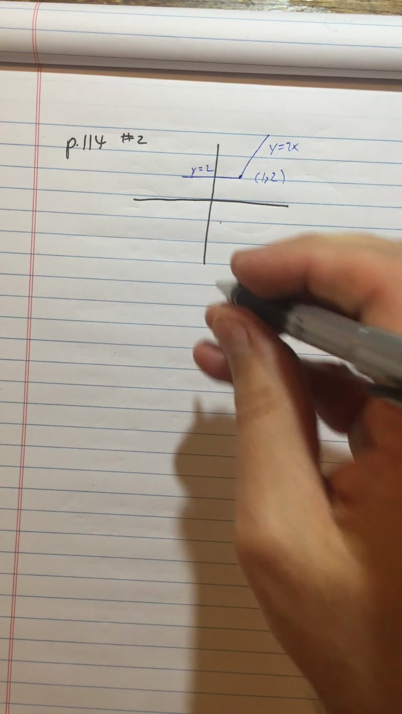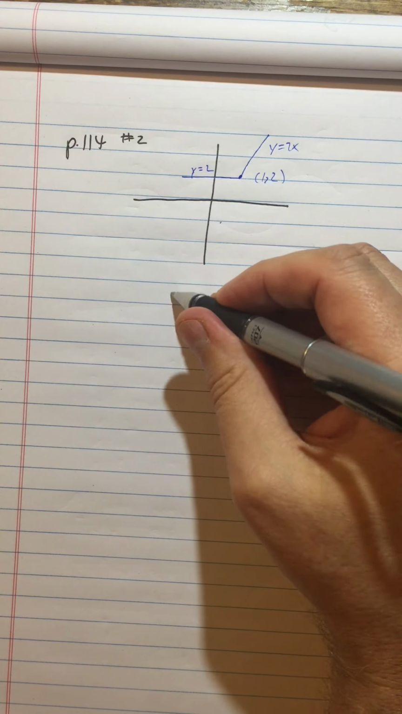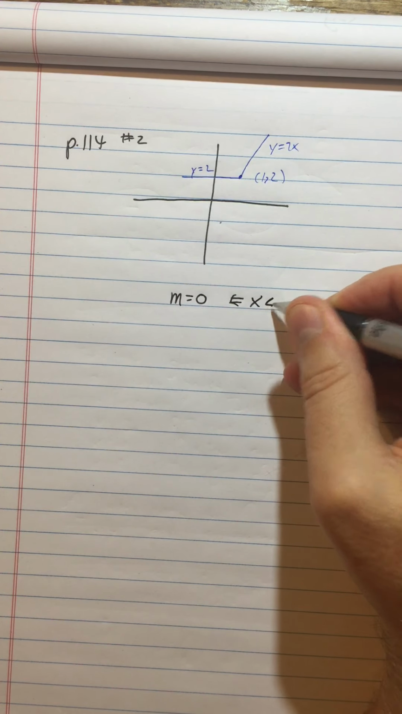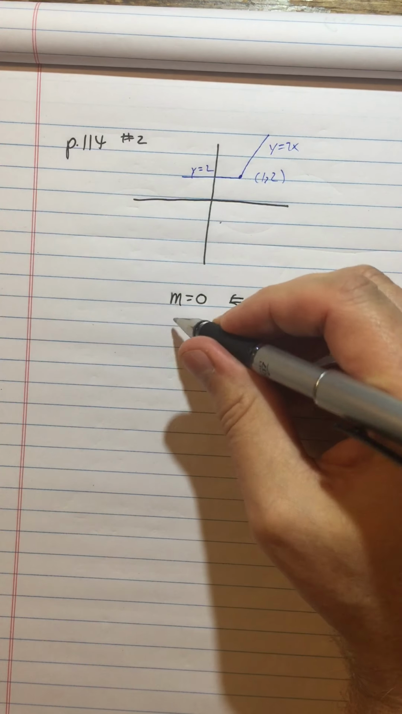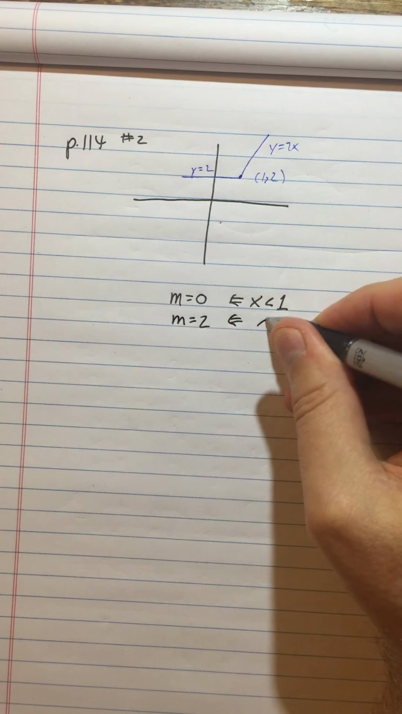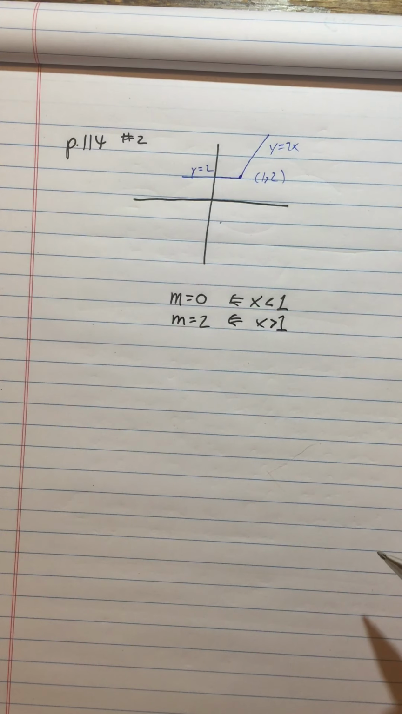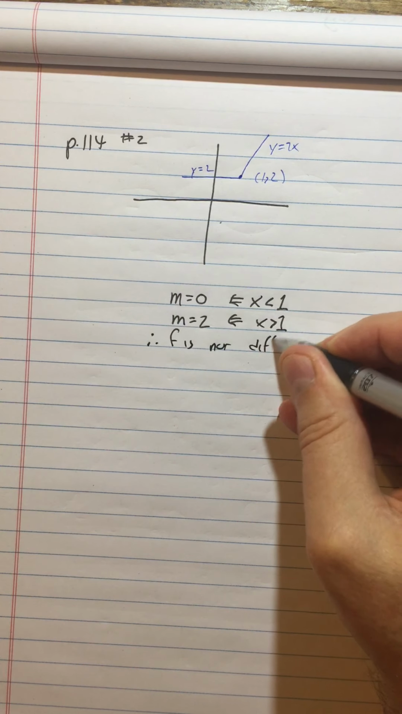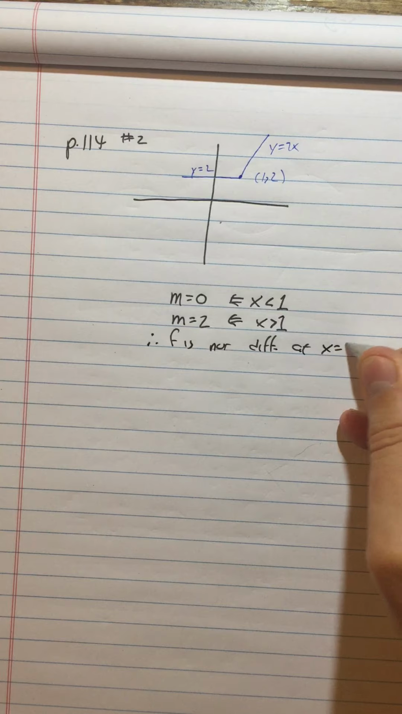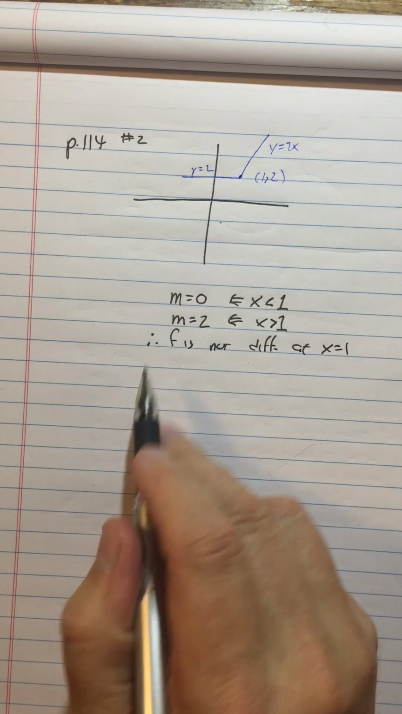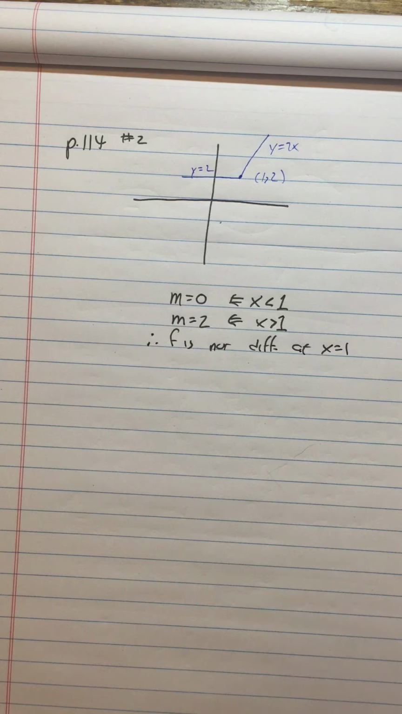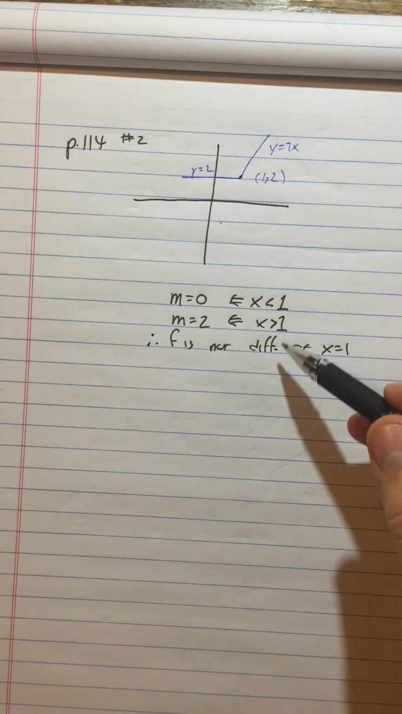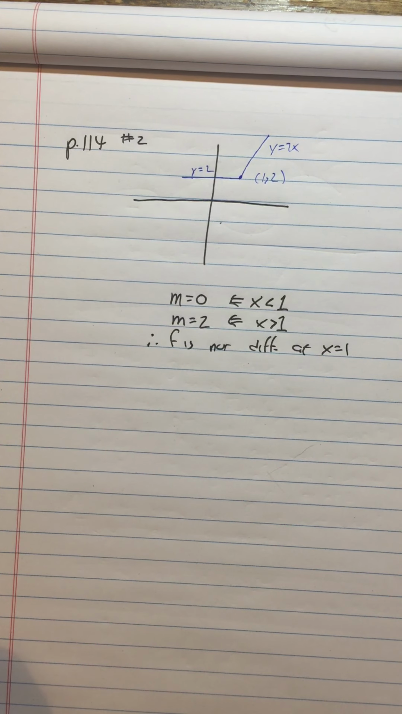What we're going to say is that the slope is 0 when x is less than 1, since it splits at 1, and the slope is 2 when x is greater than 1. Therefore, f is not differentiable at x equals 1. Basically your slope from the left and your slope from the right are different. So that limit as h approaches 0 doesn't exist, because the limit as h approaches 0 from the left and from the right are different, as we see here. Okay, so that's what I want you to write on those.